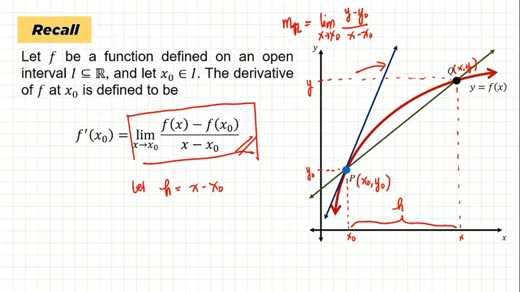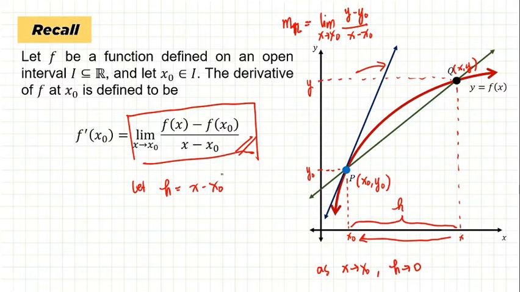Now take note here, our point Q will approach point P. As Q approaches P, x will approach x sub o. And if that happens, your distance h will decrease and it will approach 0, right? As x approaches x sub o, our distance here will get smaller and approach 0. So therefore, as x approaches x sub o, h will approach 0.